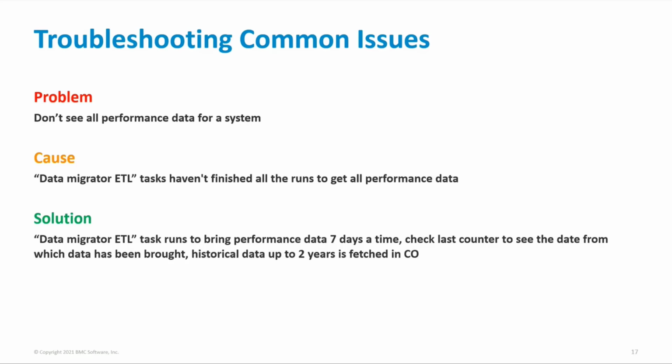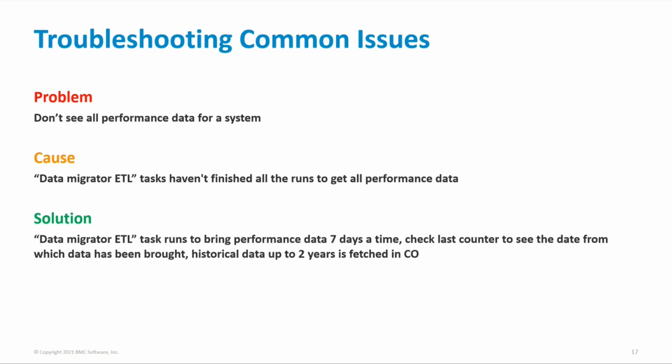We get data only for 7 days at a time, historical performance data. So this is not an error in principle. This is just making sure that whatever data the migrator ETL task has finished, the same data is available in the console. Now if we see that the performance data is only for the last 2 weeks or something, we just need to go to the data migrator ETL task, check the last counter date, and see that the data should be available from that point onwards.